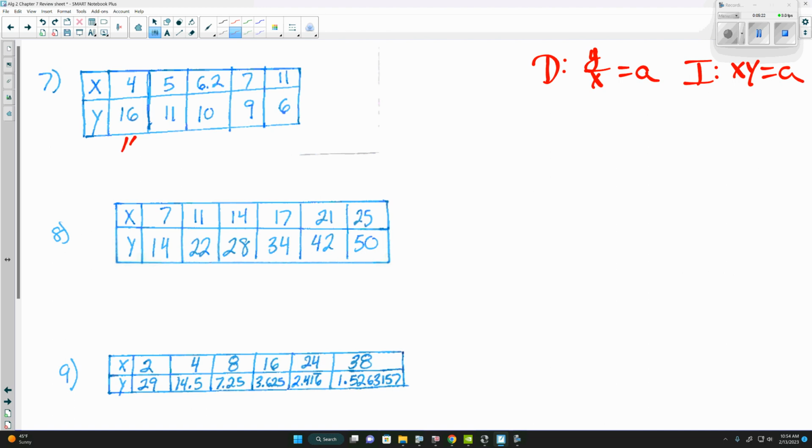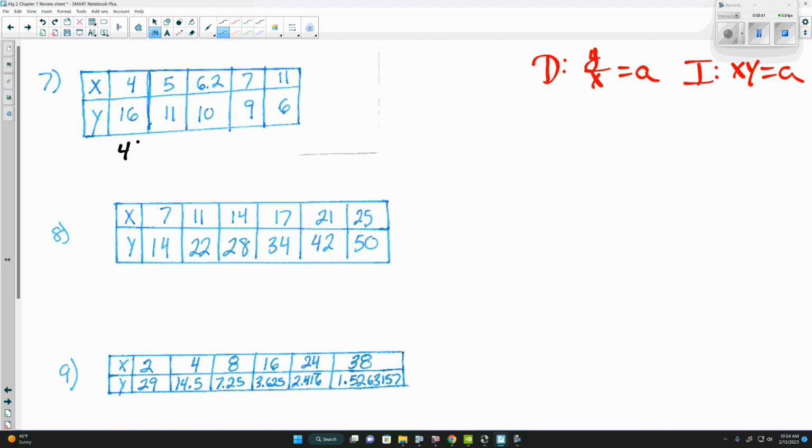So for 17, if we do 16 divided by 4, we get 4. The next one, 11 divided by 5 is 2.2. Are those the same amount? No. So number 7 is not direct. Now we can look at inverse.